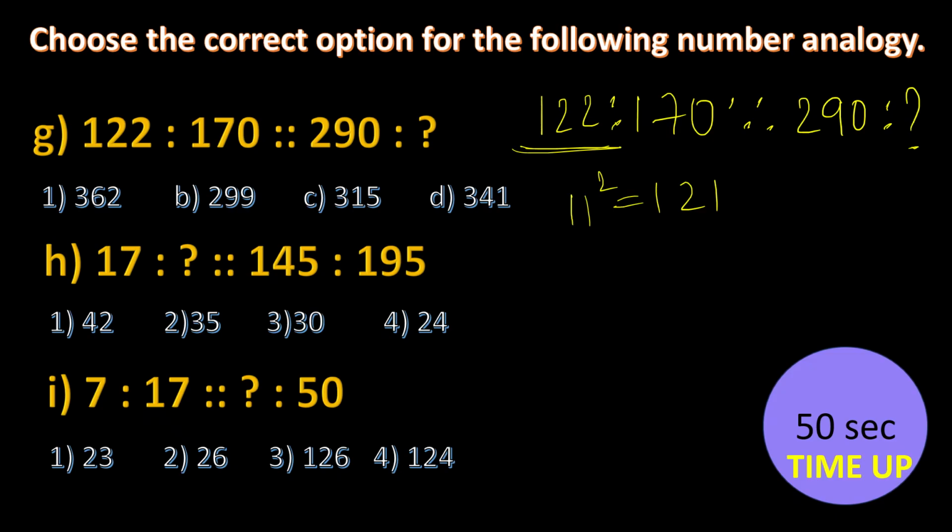So when I add plus 1 to it, I'll get 122. Correct? Then 170. If I see, after 11 what comes? 12. So 12 square is 144. But where is 170 and where is 144? So 12 can't be. Next go to 13. 13 square is what? 169. Correct? So 13 square plus 1 when I do, I'll get 170. Correct? So after 11, you're getting 13.